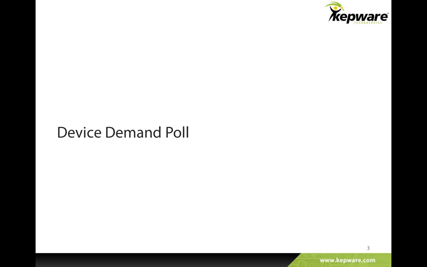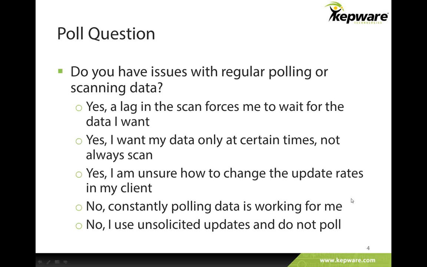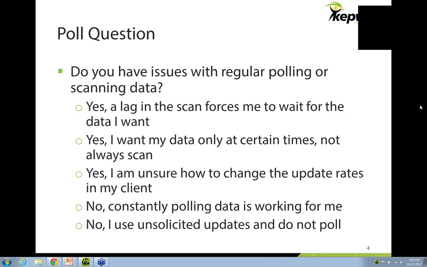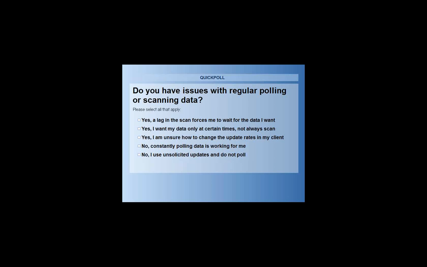So device demand poll, of course, started off with a poll question. Do you have any issues with regular polling or scanning data? I'm going to go ahead and pop that poll up. Do you have any of these issues, meaning maybe you have a scan rate every 250 milliseconds or 500 milliseconds, but if there's a device that's failing or a lag in that scan, you have to wait for the data that you want.